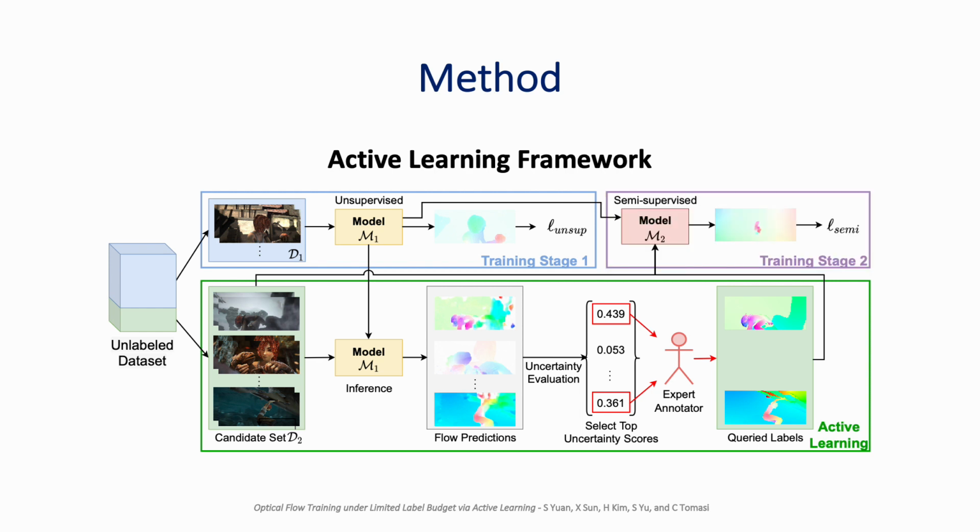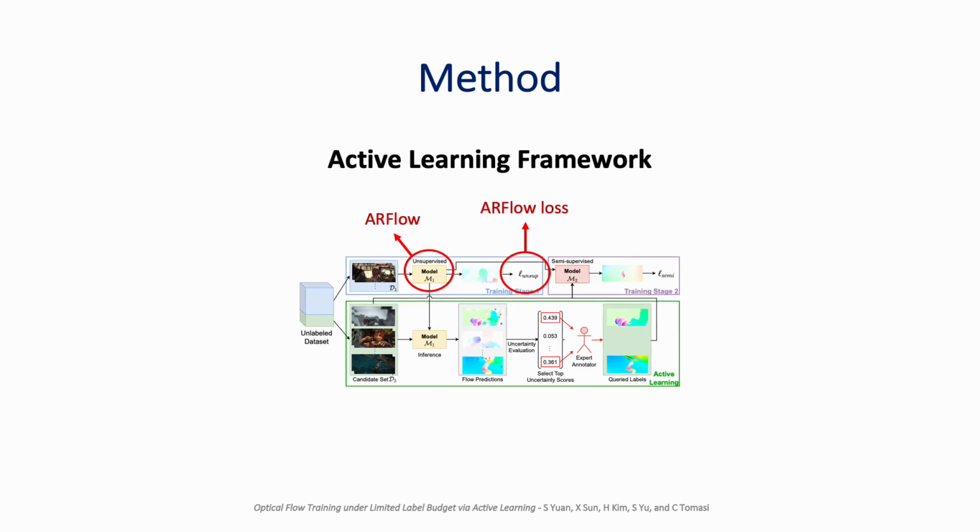Finally, we fine-tune model M1 on this newly labeled D2 to get our final model M2 using semi-supervised training. Specifically, we adopt the state-of-the-art unsupervised ARFlow as our network, and we use the same loss for unsupervised training. In semi-supervised training, we combine supervised and unsupervised losses, where the supervised loss is from PWC-Net due to its similar network structure.